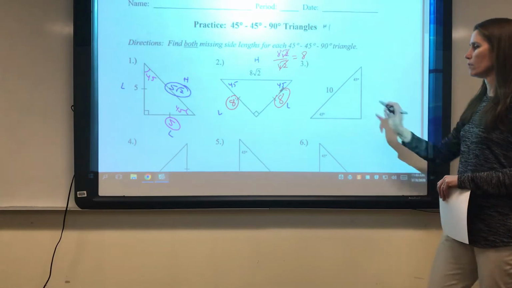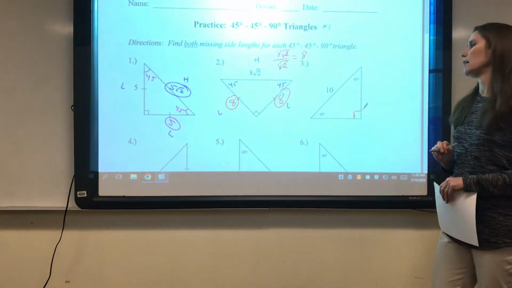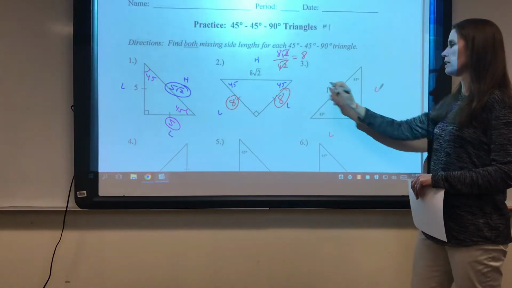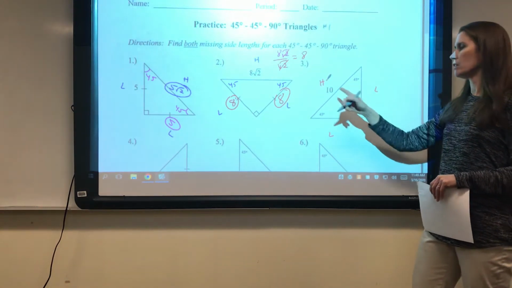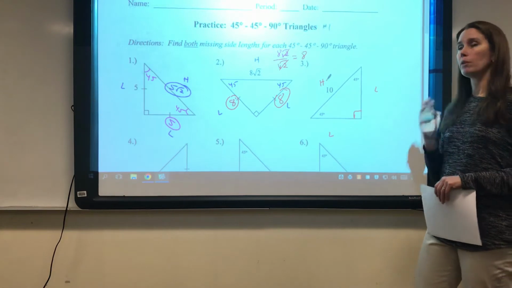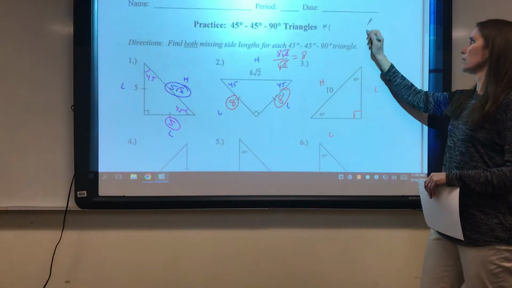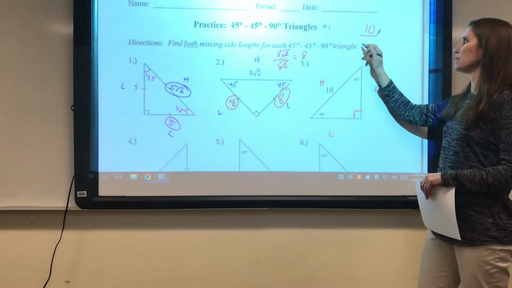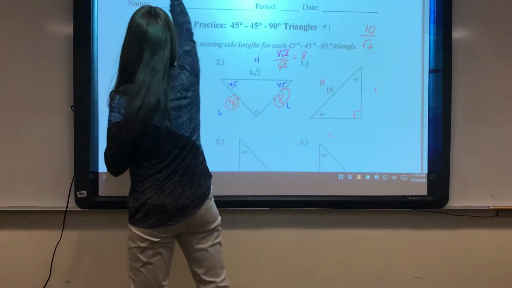Okay? Over here, if I see 45 and 45, then I get 90. And again, if I want to go and label my sides, here's a leg, and here's the hypotenuse. And again, I know the hypotenuse. I'm trying to get a leg, so I know I need to divide. What do I divide by? Square root of 2. And so I can show that up here. I've got 10, and then I need to divide by square root of 2. But remember, I'm not allowed to leave that square root in the denominator.